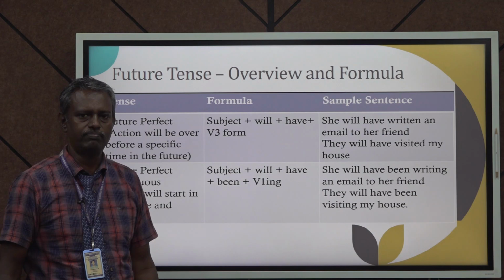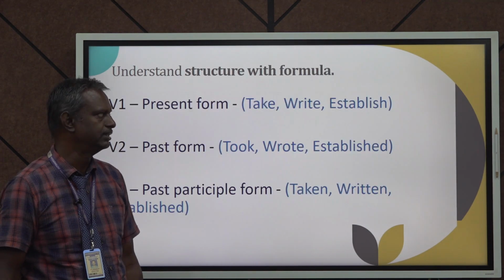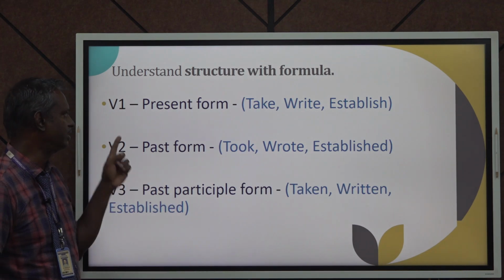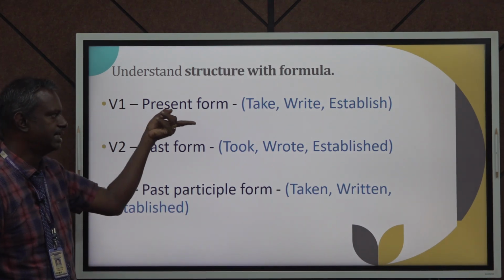So, now we have completed all the 12 tenses. Now, we would take care of the formula. The formula means, for example, V1, that is the present form.